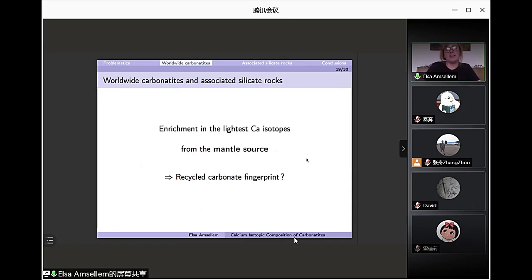So it would mean that the enrichment in the lightest calcium isotopes comes from the mantle source. And so it's the mantle source that is already enriched in the lightest calcium isotopes.